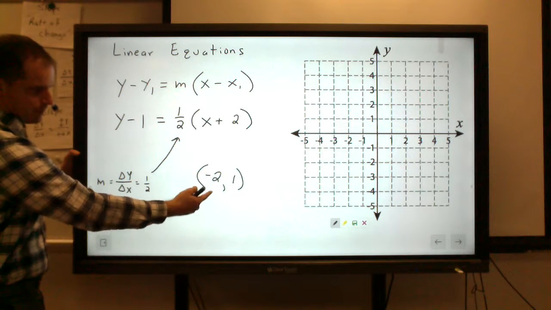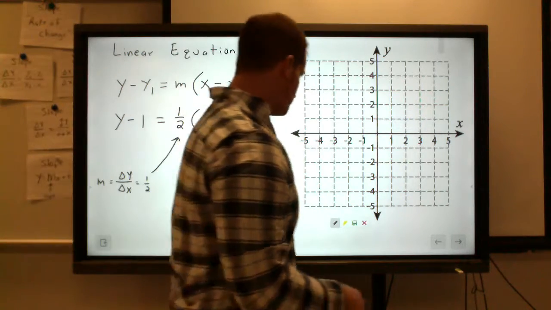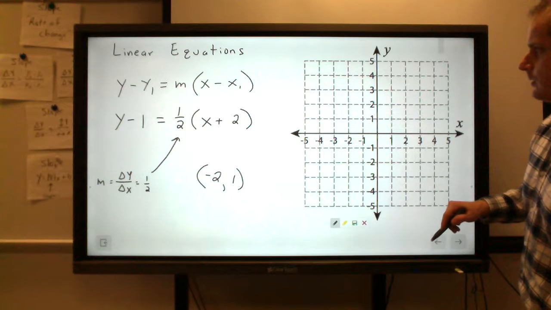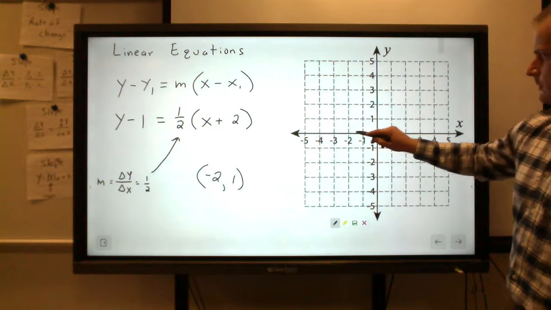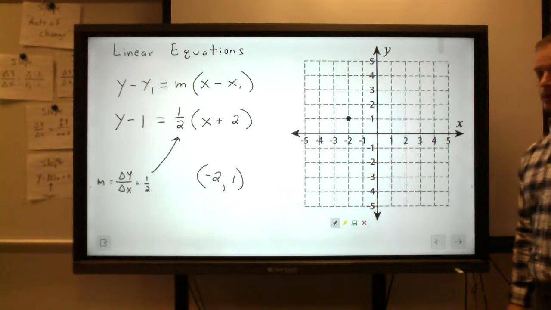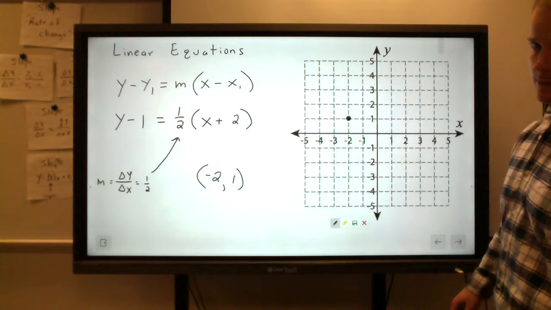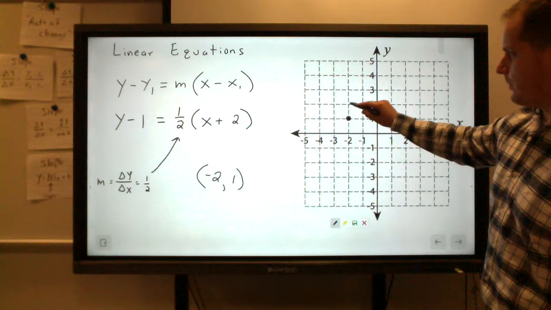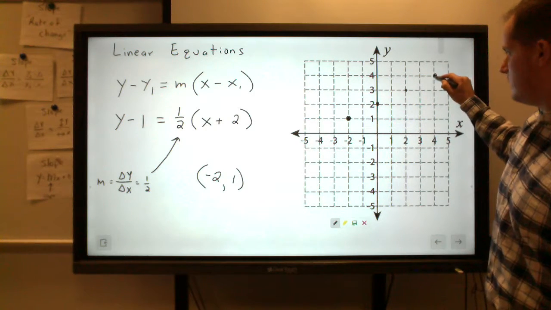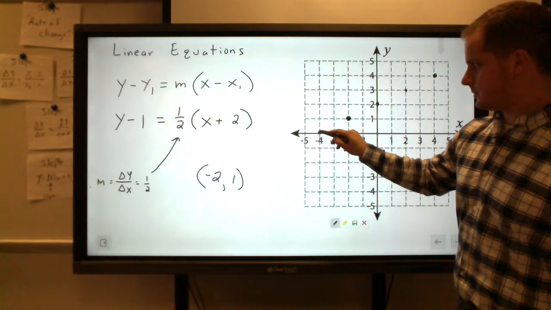So here's our particular point, which balances out our equation, and here's our slope. So you plot your particular point, which is going to be negative 2, 1, which is this point right here. We use that particular point along with the slope to now graph our line. So just like in the last example, the slope is 1/2. So I know I can go up 1 over 2, up 1 over 2, up 1 over 2. And just like in the last example, we can also go down 1 and to the left 2 to create our line.